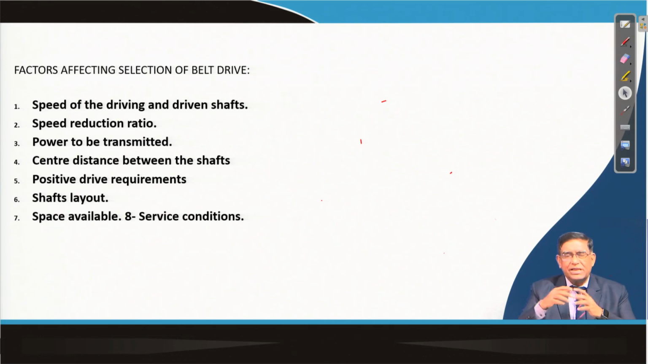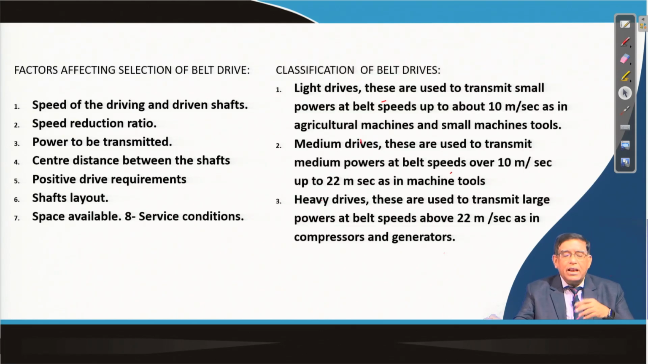Then this is how the shafts are laid out, and that means the space negotiations will have to be there. Then you will also have to classify how these belt drives are categorized in the market. There are different types of belt, which can be light drive, medium drive, or heavy drive, like that.